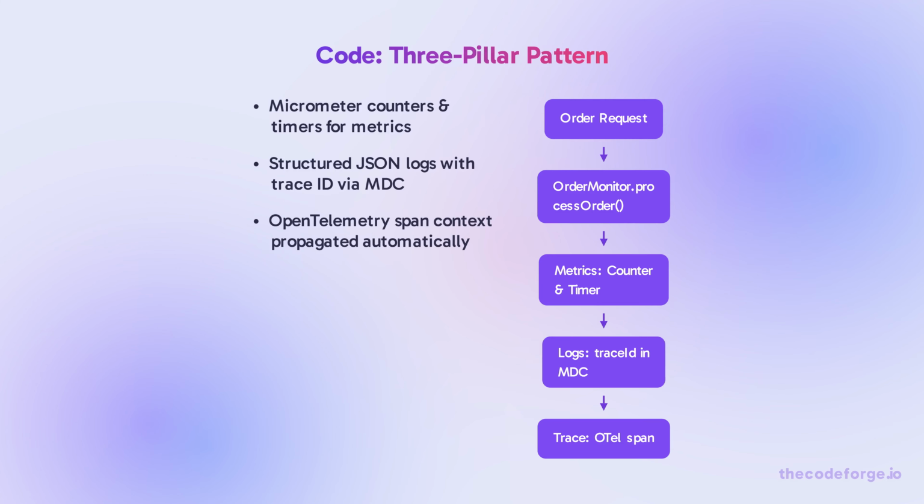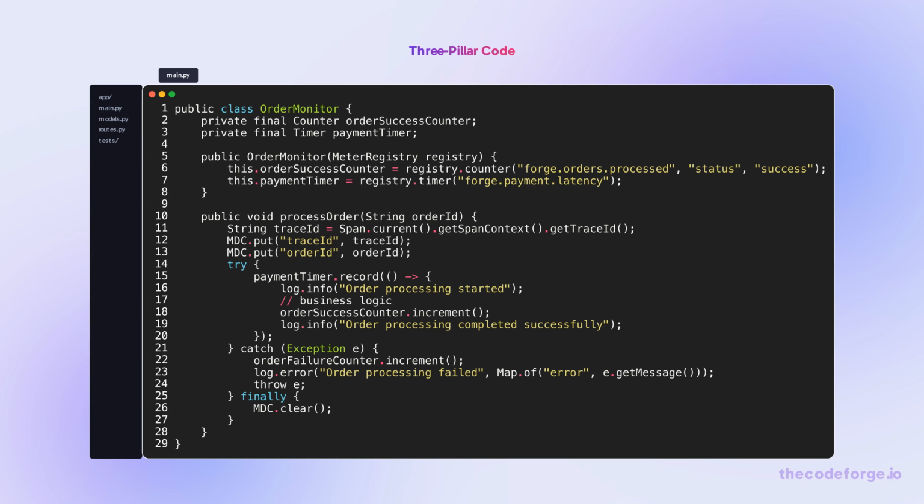Let's look at a real code example that instruments all 3 pillars in a single Java method. This pattern is from the article and shows how to emit metrics, structured logs, and traces together. This code uses Micrometer for metrics and OpenTelemetry for tracing. The trace ID is injected into MDC, so every log line includes it. The timer wraps the entire business operation, and counters are tagged by status for separate success-failure tracking.